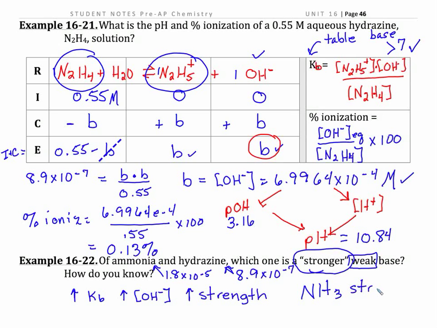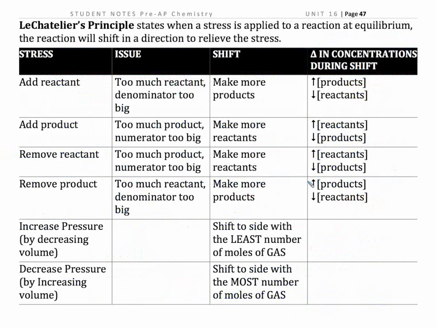This asked what the weak is. So if ammonia is the strongest, that must mean hydrazine is the weakest. Read it carefully. So which of the bases is the strongest, which is the weakest? They're both weak bases, but ammonia is the strongest of the two.